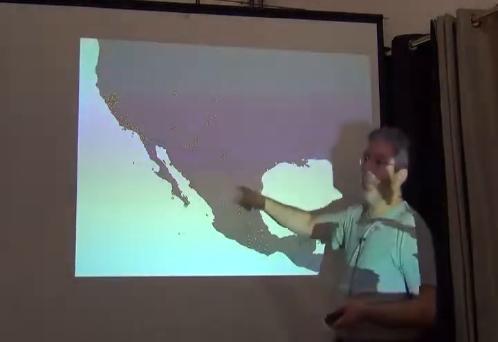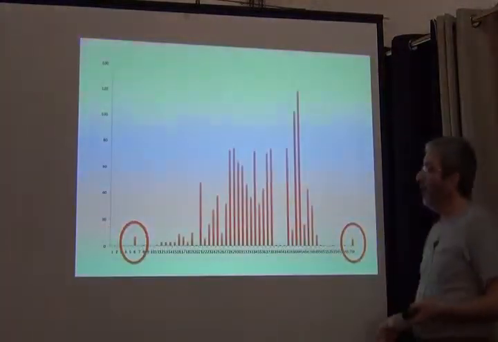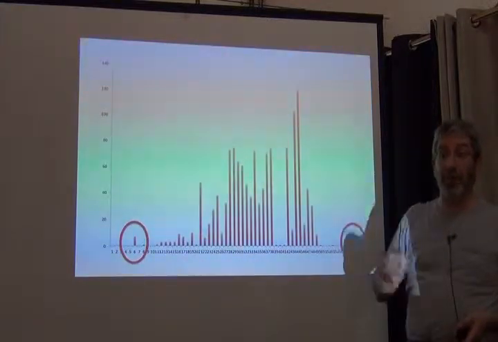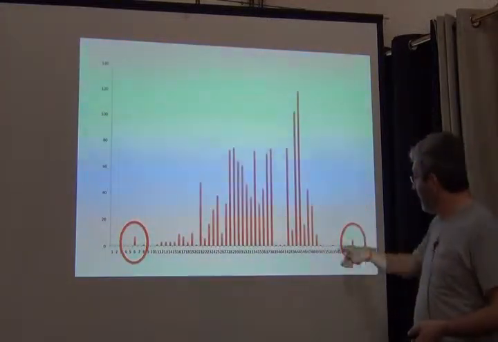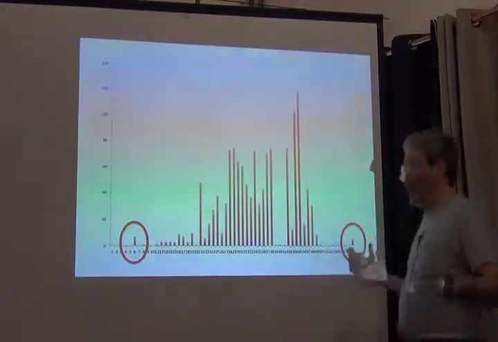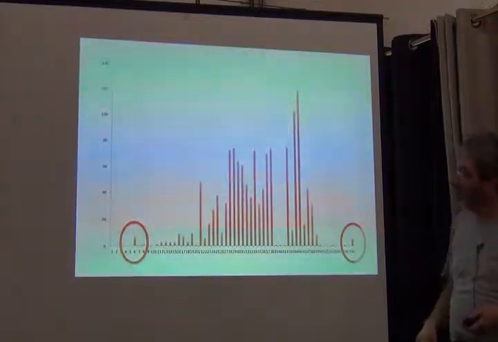And so each one of these I put on top of a climate surface, and I extracted the value of temperature, and then I made a distribution of the temperature values associated with those points. And all I want you to do is look at those. They're outliers. Okay? And this one actually is an error.